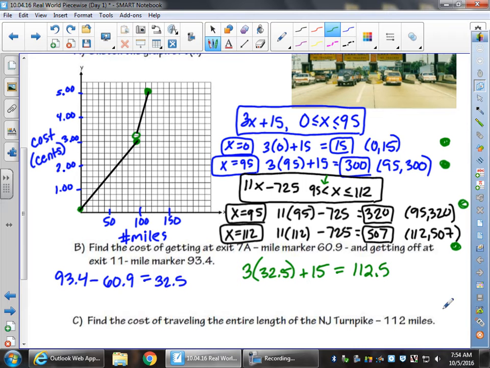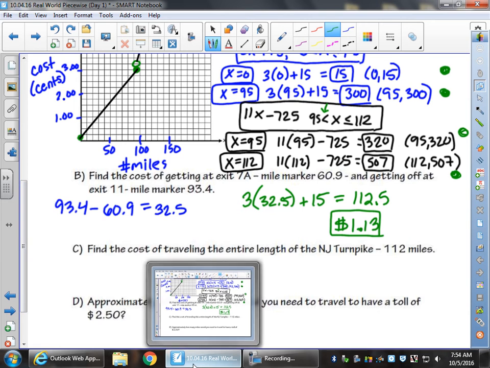112.5. Are you paying $112.50? No. What are you paying? $1 and how many cents? Do you think the toll booth is going to round down or up on that 5? So $1.13. Very good. Work on C on your own.